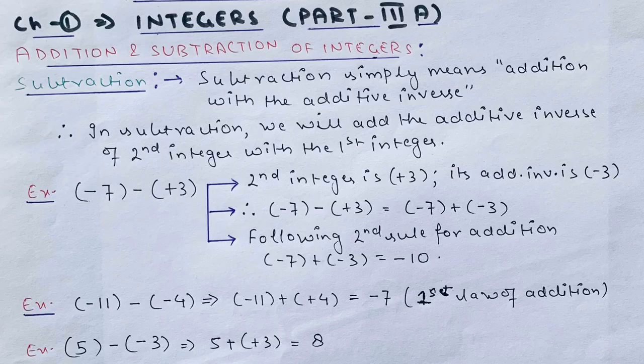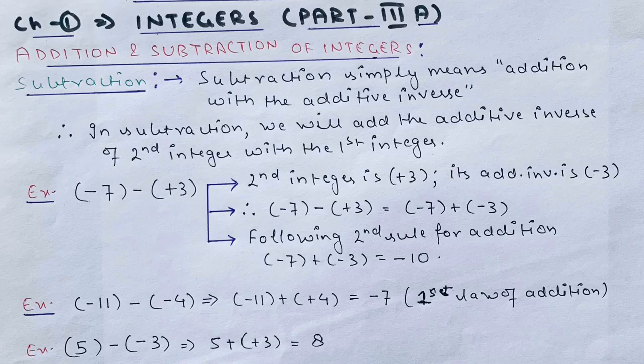So earlier it was minus outside the bracket and inside the bracket it was plus 3. Plus 3, its additive inverse you have found, has come minus 3. Then that minus 3 you have to add. So minus 7 plus minus 3. Now following the second rule of addition, both have the same sign. So 7 and 3 you add, it will become 10, and the sign in front is minus, so minus 10.